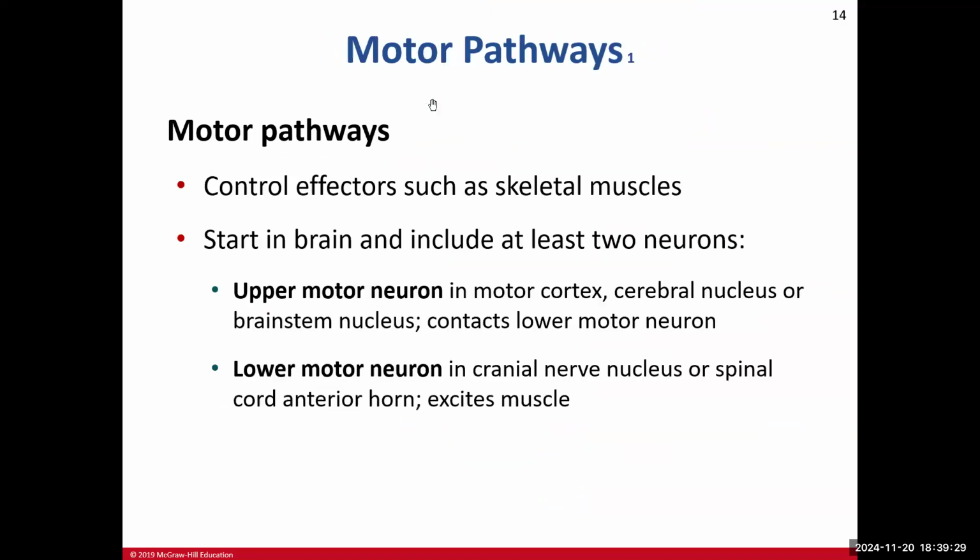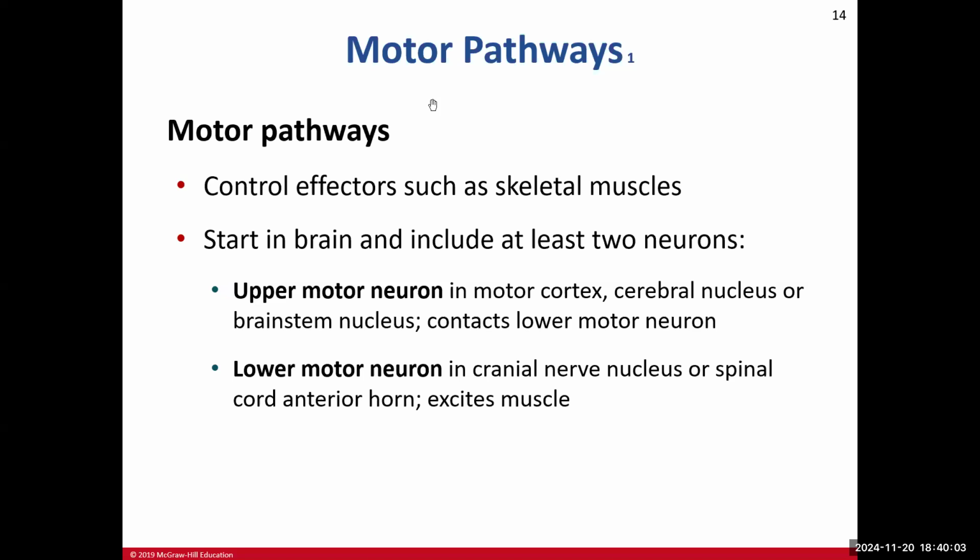All right. So let's talk about the motor pathways here. Another name for motor pathways is descending. That means we're going to start in the brain and go all the way out to the body's effectors. In this case, we're going to talk about our skeletal muscles. So real quick, the primary motor cortex is in the frontal lobe. That's where the origination of your motor commands is going to start.